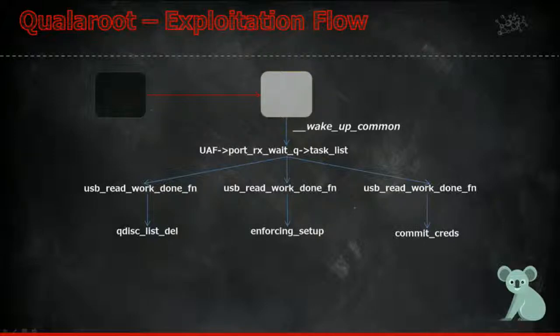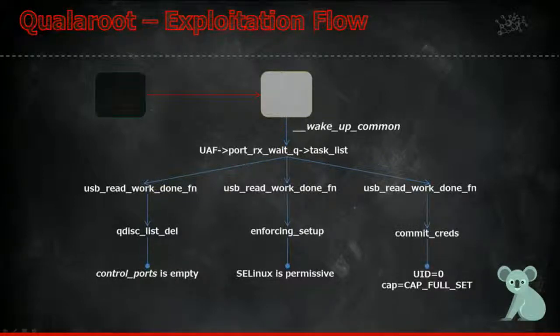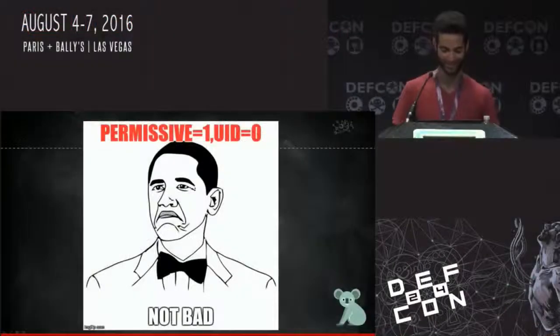The first function that we call is qdisc_list_del. It cleans up the list, so our fake object will no longer be there. In fact, the list will be just empty, so for the use of the list, nothing will crash. Then we call selinux_enforcing setup, which effectively sets SELinux to be permissive. And finally, we call commit_creds, which sets our UID to 0 and gives us the full capabilities available to the system. And we won.